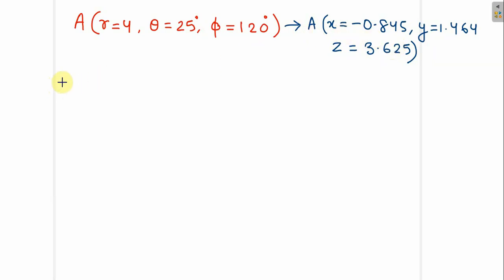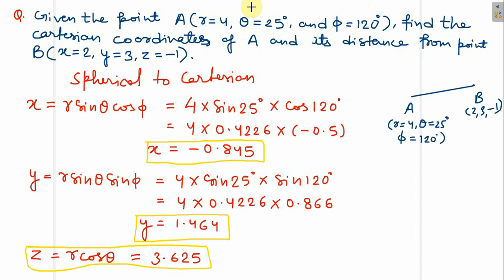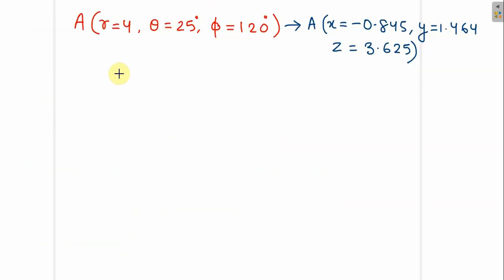Okay, now at the beginning I told you that if we have to calculate the distance between A and B, the coordinates of A and B points should be in the same system. That is, if B is in Cartesian, A has to be also in Cartesian, and we have calculated the Cartesian equivalent of this point A. Now both the points A and B are in Cartesian coordinates, so we can find the distance of point A from point B. So how can we find it?